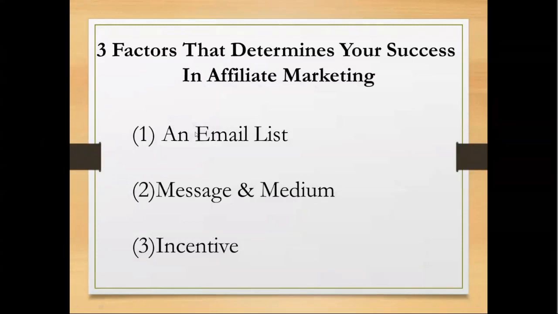Number one is an email list. What is an email list? An email list is a group of people who have given you permission to send them emails and all sort of promotional materials. So an email list is a group of real people who gave you their email address so you can send them promotion.